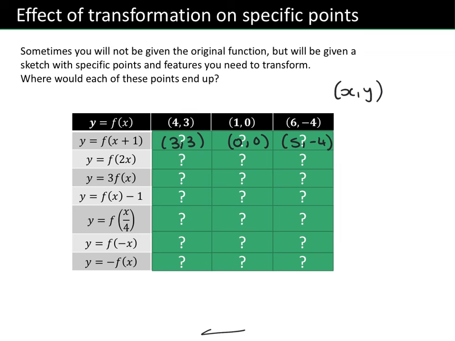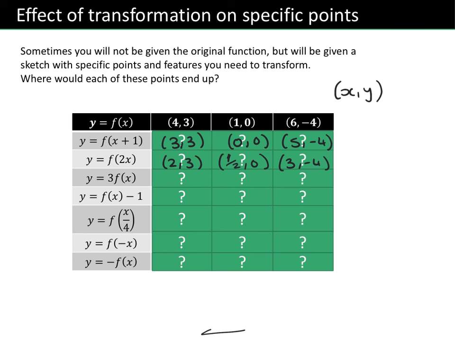Perfect. Right. Inside or outside the bracket? Who does it affect? X. And it says times 2, but we're going to do the opposite, which is divide by 2. So we're going to have 2, 3, a half, 0, and 3, minus 4. Okay?